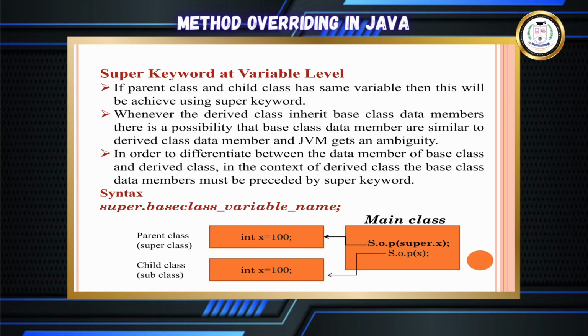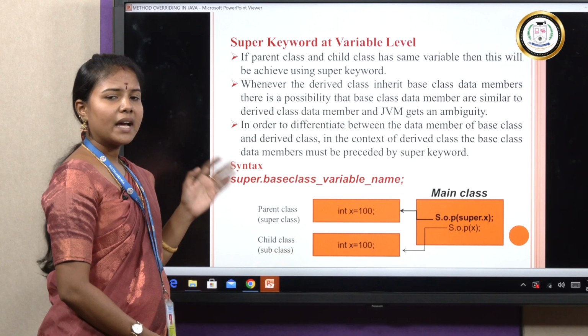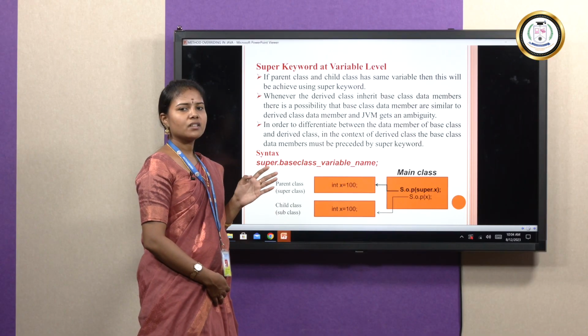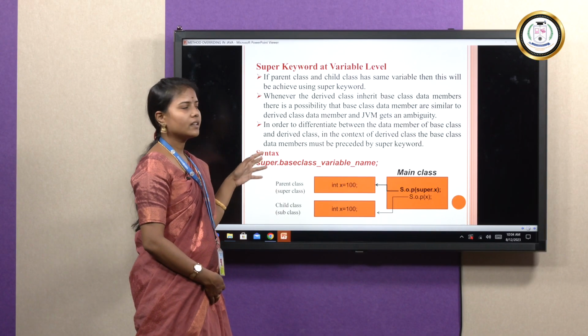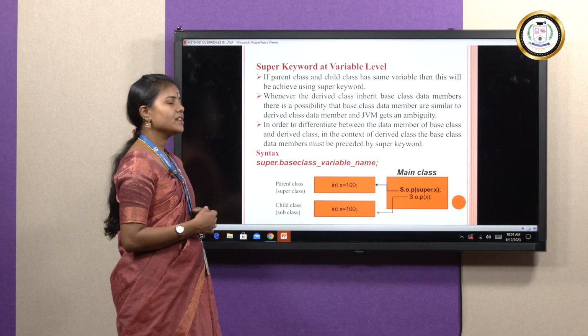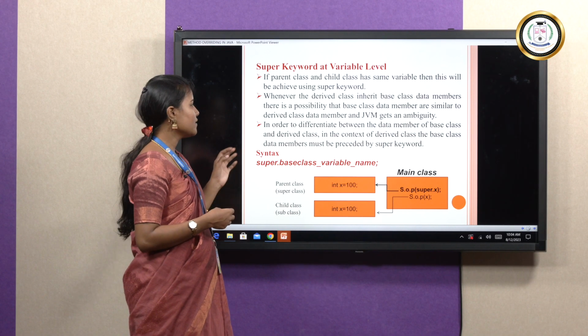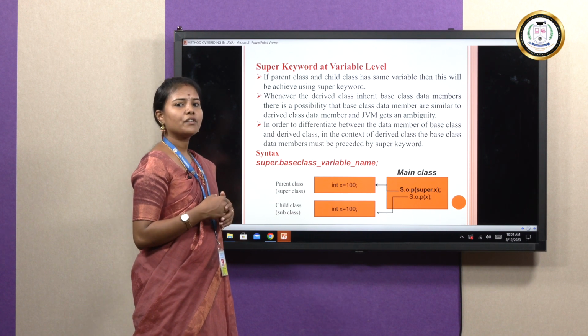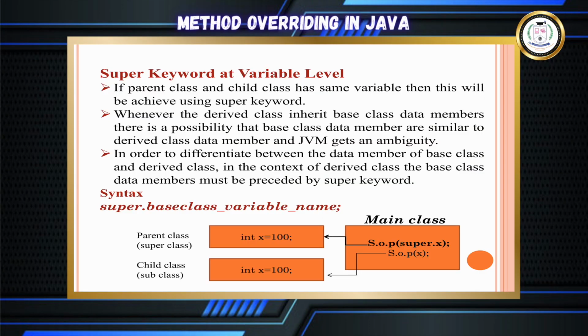So next, this is the super keyword at variable level. How to access the parent class variable? Here the parent class and child class have the same variable, and that is handled by using the super keyword. Whenever a derived class inherits base class data members, there is a possibility that base class data members are similar to derived class data members, and the JVM gets an ambiguity. So we have to differentiate between the data member of the base class and the data member of the child class. That is why we precede it with the super keyword.